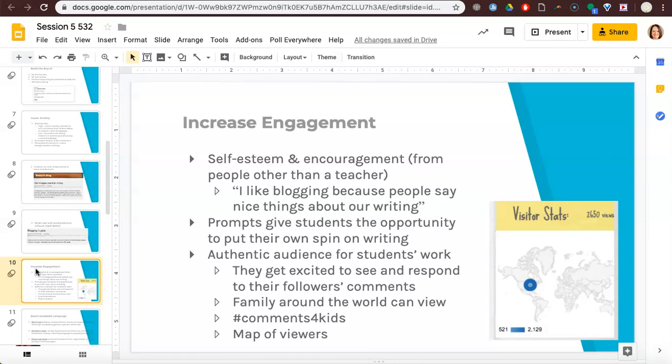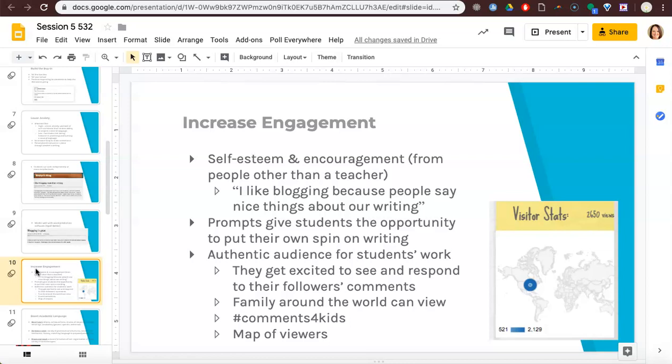So one of my students had said, I like blogging because people say nice things about our writing. And I said, well, I say nice things about your writing. And she goes, yeah, but it didn't mean as much. I'm supposed to say nice things. I'm their teacher. But the prompts gave them the opportunity to put their own spin on writing. So they felt like it was their personality being affirmed by other people.